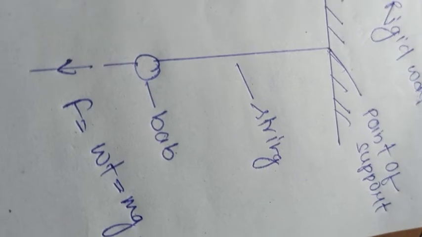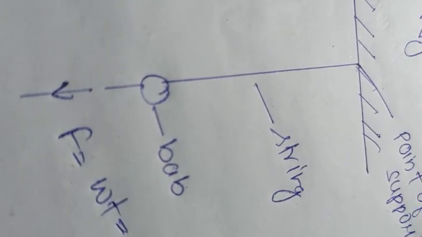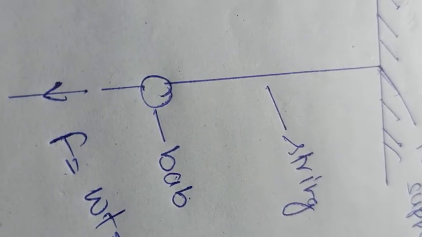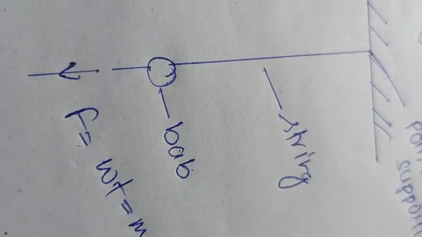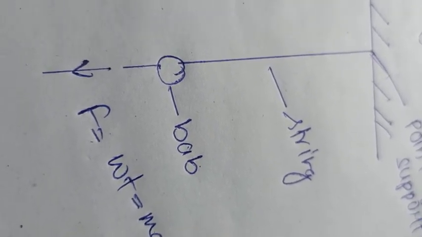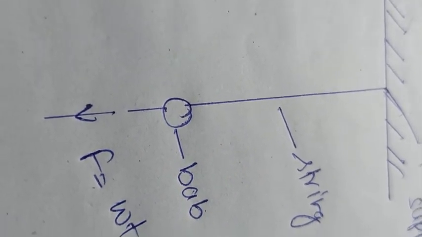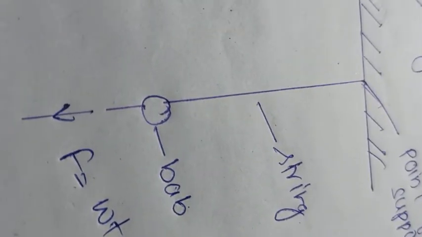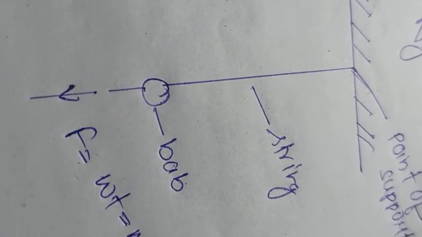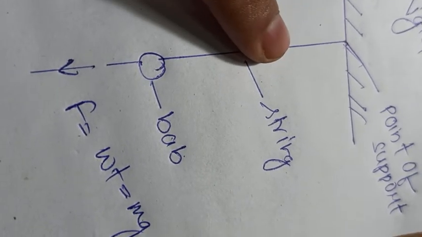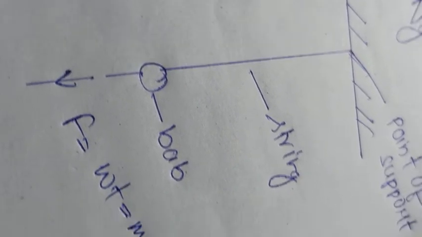So in a simple pendulum, what is the definition? It's a simple machine having a point mass, and that point mass should be hanging from a rigid support using a massless and inextensible string. So this string should not have mass, the mass should be zero, and the string should be inextensible, not changing its length. It should be constant. So this is the definition of a simple pendulum.